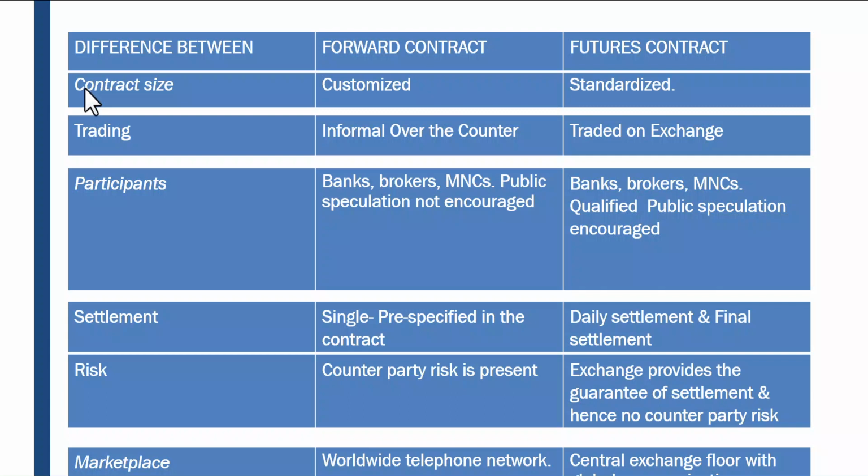Counterparty risk is present in the case of a forward. Suppose the other party is not a bank, it's somebody else, and he just closes his shop and runs away. Then you can't do anything.